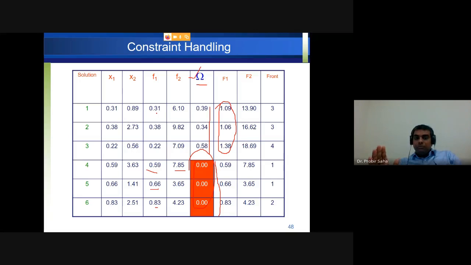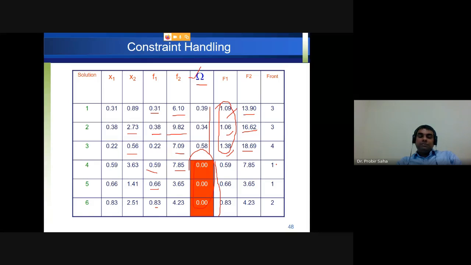So to ensure that my solution is in the feasible solution domain, that's why I have put a bigger F1. So see, F1 is initially 0.31. Now it has become 1.09. It was 2.73, I don't know, it is 1.0, so I have to check it. Then this is 0.56. This becomes 1.38, right? Similarly, 0.38 becomes 1.06. Similarly, you see F2, 6 point something becomes 13.9, 9.82 becomes 16.60, 7.09 has become 18.9.